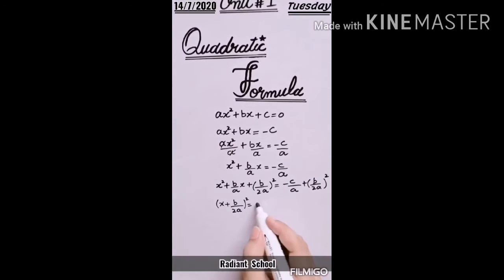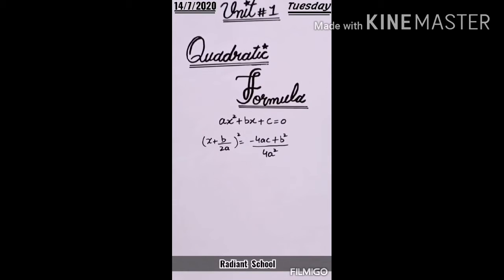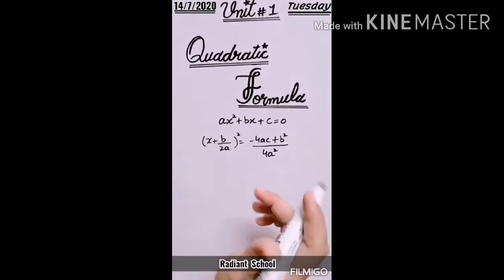On the right hand side we will simplify this. B square over 4a square. Now we will take the LCM. 4a square will be your LCM, minus 4 and 1a will multiply this, 4ac plus b square. Now further we will simplify this. Okay students, now we are having this expression.